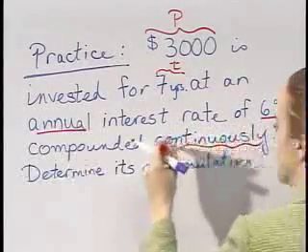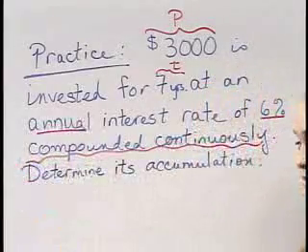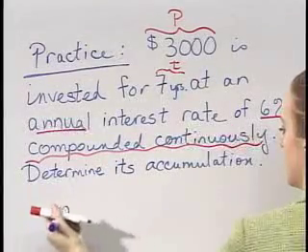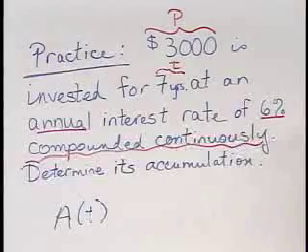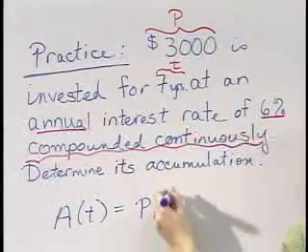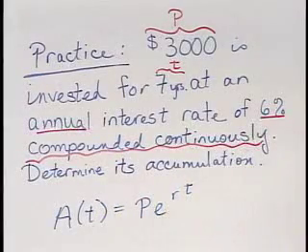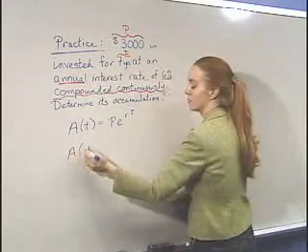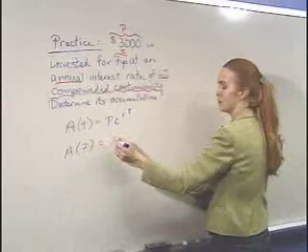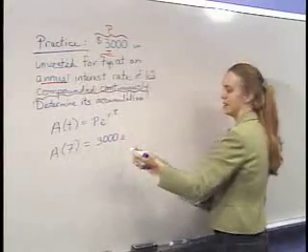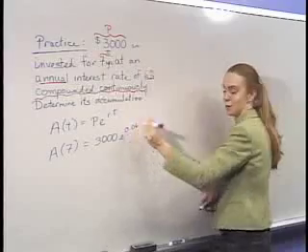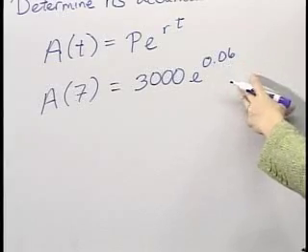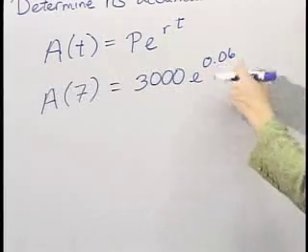The compounded continuously tells you you need a different formula than the ones we'd use for compounding n times per year. That's the A of T. The amount in the account after T years is equal to principal times e to the RT. So you just need to have principal, rate, and time, and you can find the amount in the account. So the amount after 7 years is equal to the principal times e to the R, which needs to be converted to decimal, 0.06. I know before we were using rates like 2 and 1, which are kind of ridiculous, 200% and 100%. This is 6%. That goes in your exponent.